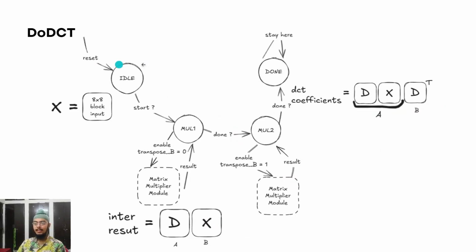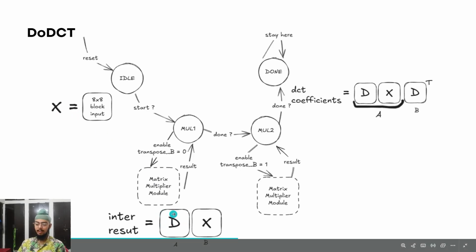Let's see how the DCT process module works. It is a simple FSM with 4 states as shown here. We take the input as the 8 cross 8 block, and it is a flattened 8 cross 8 block. Now we start and there are two multiplications to be done. First is X multiplied by the D coefficient matrix to compute DX, and we call it interresults.